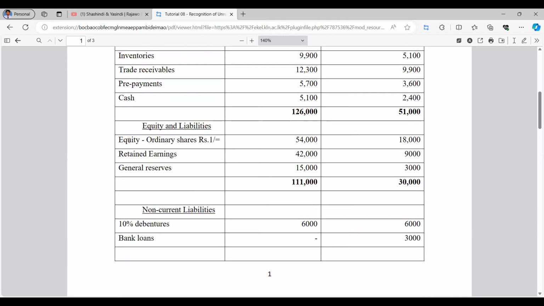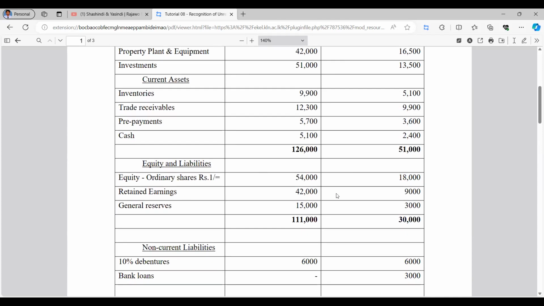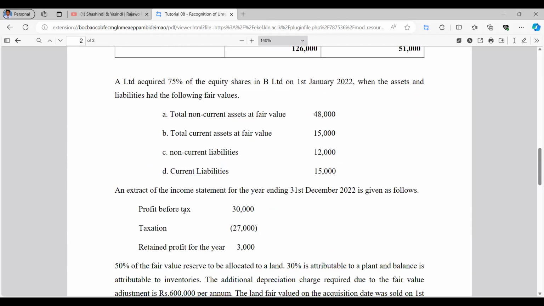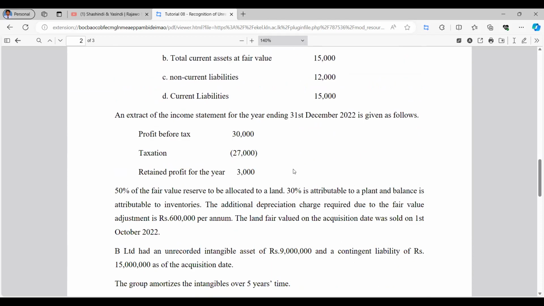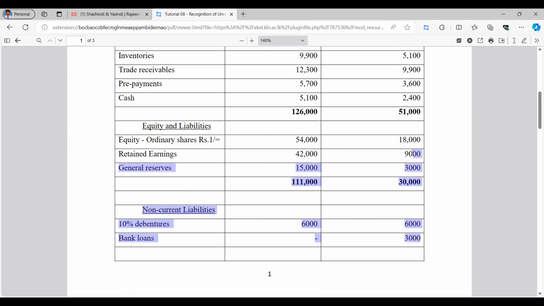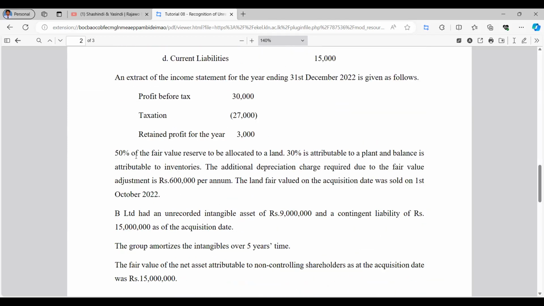As per the question, B Limited's retained earnings are 9,000 at the reporting date. But for the year, it's 3,000. So at the date of acquisition, how much retained earnings stood? 6,000 stood, because it is 9,000 at the reporting date and for the year it's mentioned as 3,000. It means 9,000 minus 3,000 is 6,000 pre-acquisition retained earnings. At the acquisition date, you have 6,000 worth of retained earnings plus this year's retained earnings of 3,000. Altogether, you end up with 9,000 retained earnings. I think it's clear, right?